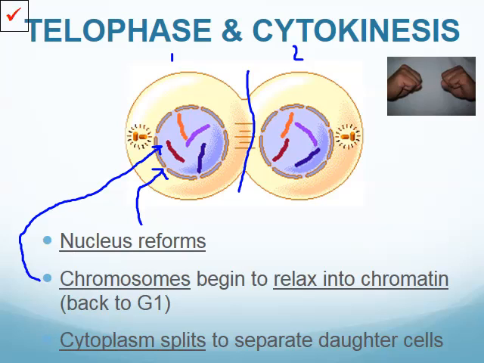So the reason we turn our hands into two fists here is it's showing you that the nucleus reforms and now we have two separate cells. We went from 1 to 2.